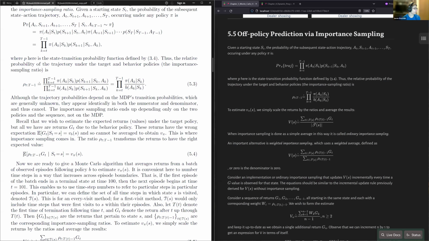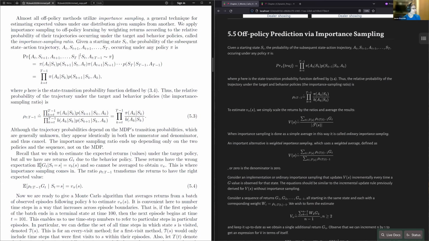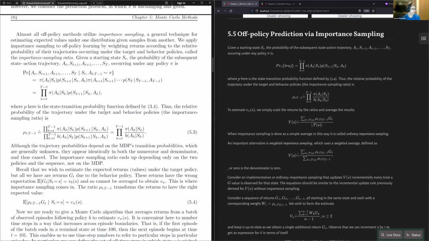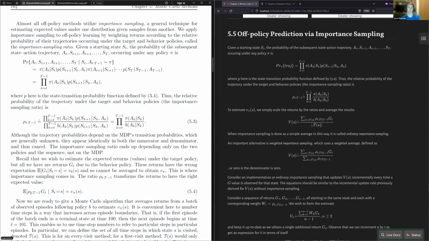And notice, if we don't correct with these weights, then what we would end up calculating is the value function of the behavior policy, not the target policy. Does that make sense to everyone? Since we're collecting samples from the behavior policy, if we just average normally without these correction terms, we would just end up calculating the value function of the behavior policy.